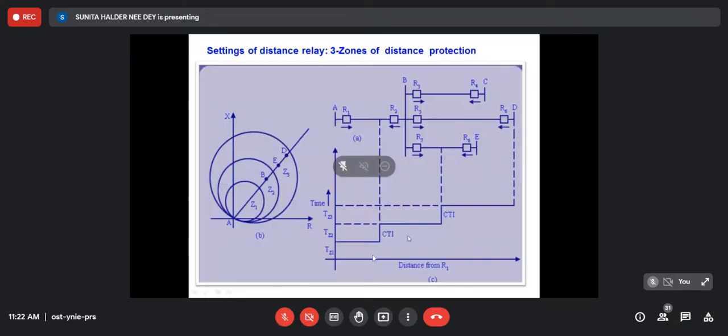And zone 3 protection is given to the longest backup line, that means BD. So the longest backup line will have zone 3 protection. Why? Then BC will be automatically within that, because the current will automatically be within this region. So this is the concept of three-step, three-zone protection of distance relay.